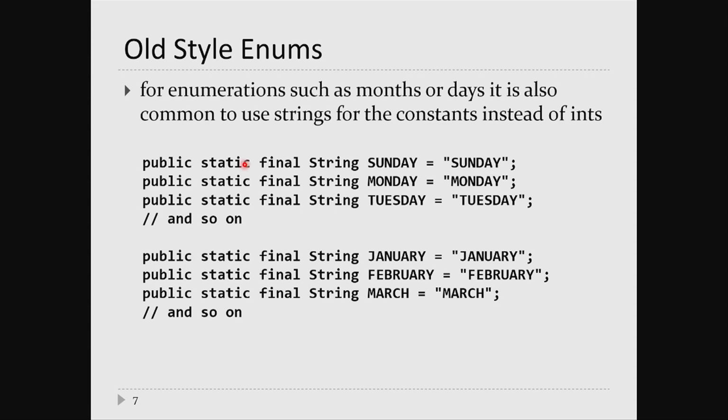You also want to make it static because you're going to put it into a class, and you don't want every object to have its own copy of Sunday. There's no point. It's a constant, so there's no point to having every object have its own copy.